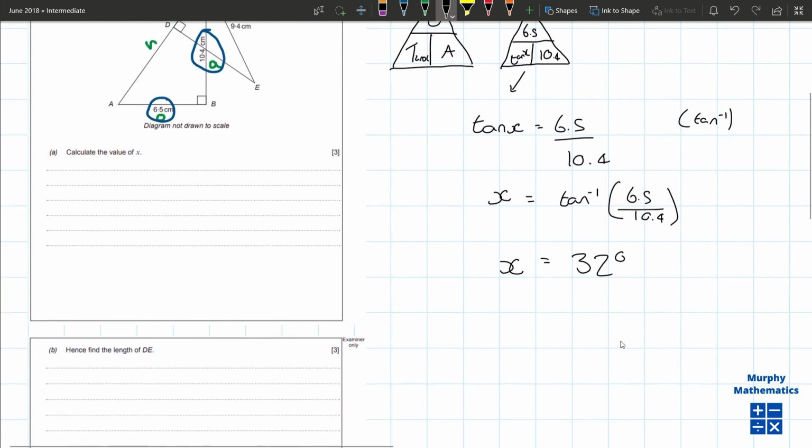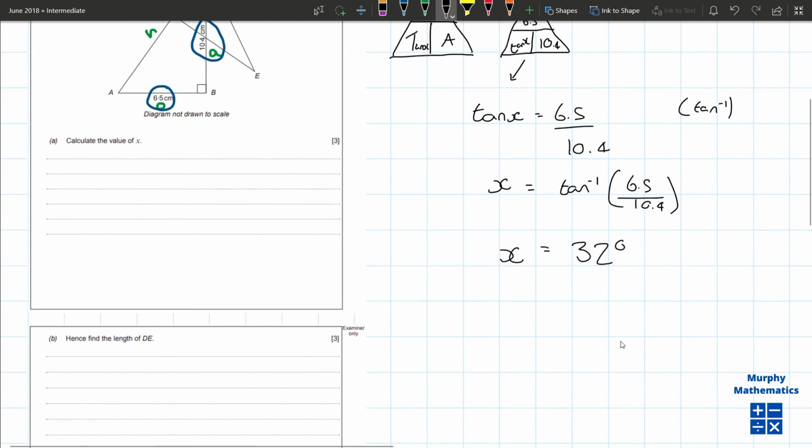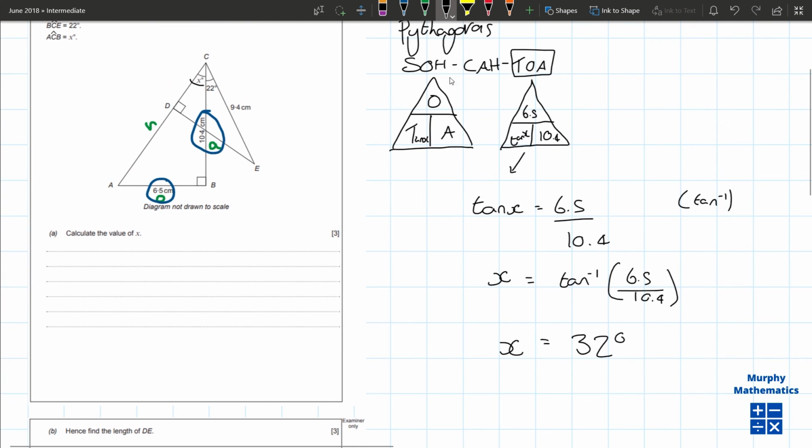Nice. And then we're asked, hence, find the length of DE. So let's see what we're playing with. So length DE is this length. Okay. We know we've got another right angled triangle. If it's not clear, I'll draw it in. So this here is our right angled triangle, and we're trying to find that length DE. Okay, and we now know that this x is 32, we know this is 22, so this whole angle here for this right angled triangle is going to be 32 plus 22, which will be 54 degrees, this whole angle.